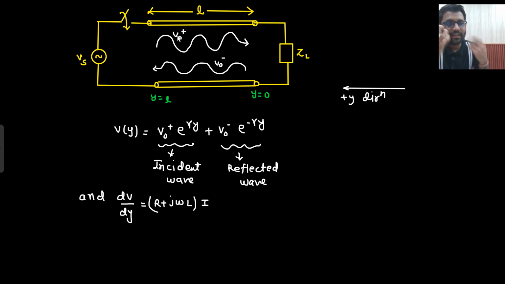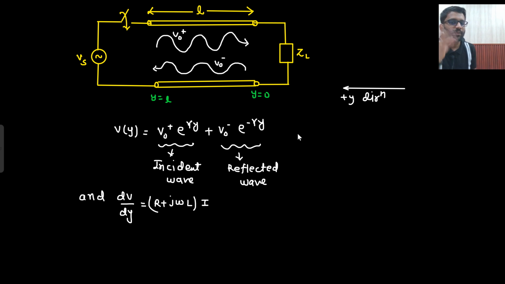There is no practical meaning to why you are putting plus. I am just putting plus because it is coming from the source, nothing else. Okay. So V naught plus is the incident wave. The amplitude associated with the incident wave is V naught plus. And that is traveling in negative y direction.